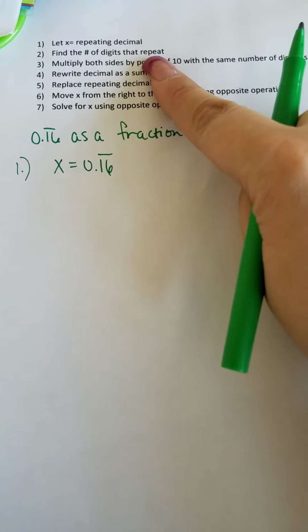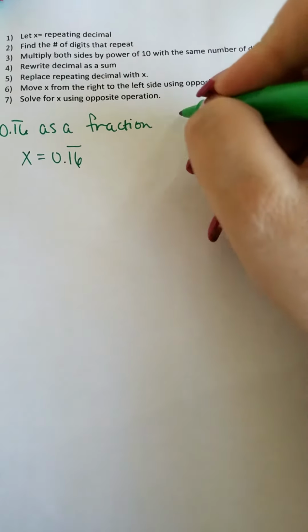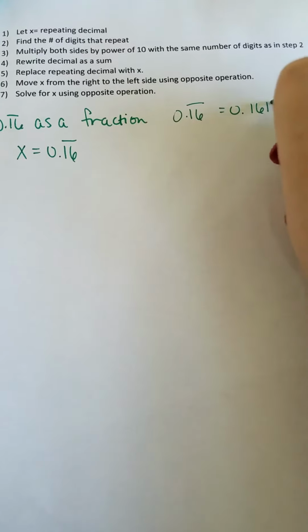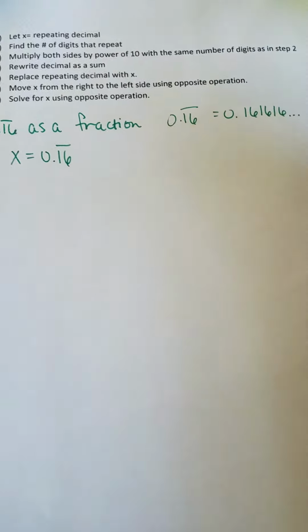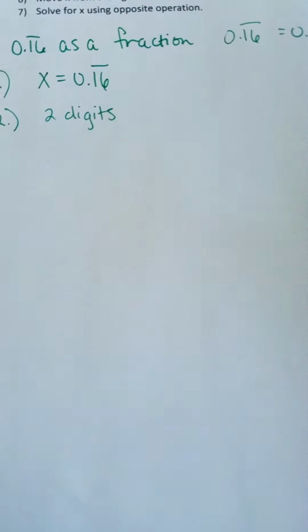Step number 2 is to find the number of digits that repeat. If we look here, this decimal technically is 0.161616. So again, the 2 numbers that are repeating are 16. So therefore there are 2 digits that are repeating.